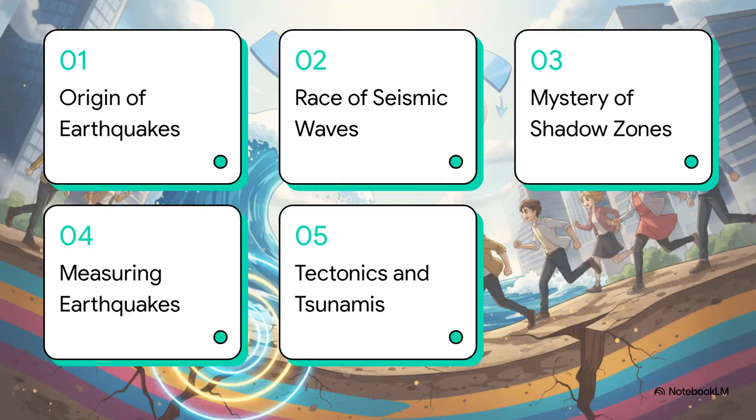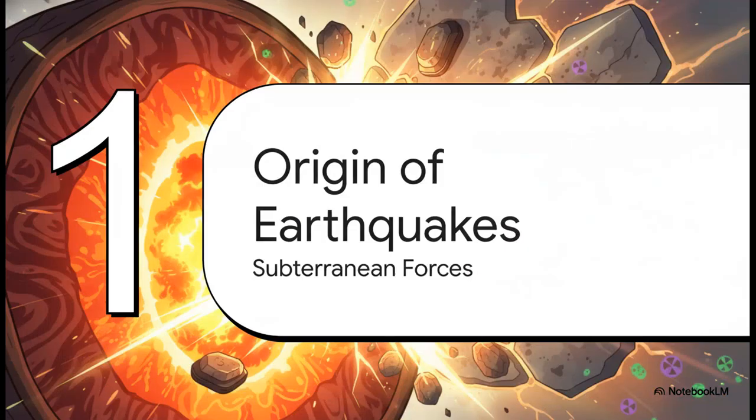So, here's our quick roadmap for today. First, the origin of earthquakes. Second, the race of seismic waves. Third, the mystery of shadow zones. Fourth, the measurement of earthquakes. And finally, plate tectonics and tsunamis. Let's get to it. Starting off with Section 1, the origin of earthquakes.